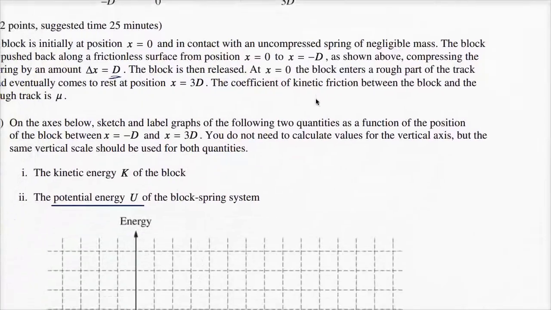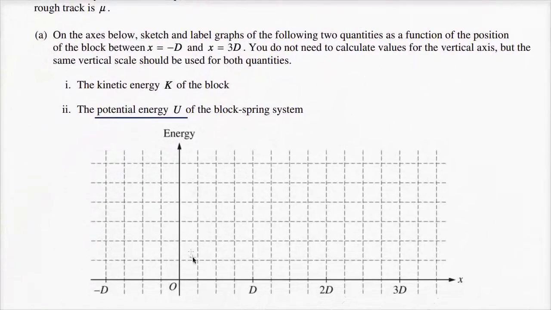So let's plot that on this right over here. Right when we are at x equals 0, there's no potential energy in our system, but then we start to compress it, and when we get to x equals d, we're going to have a potential energy of 1/2 times the spring constant times d squared. So let's just say this right over here.